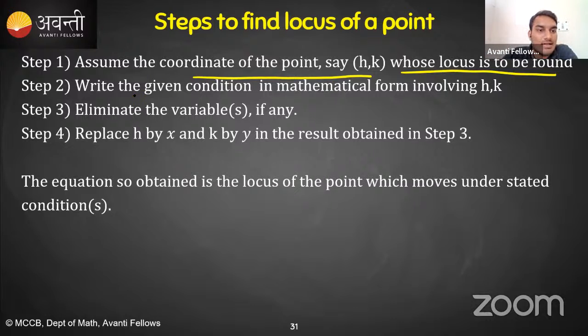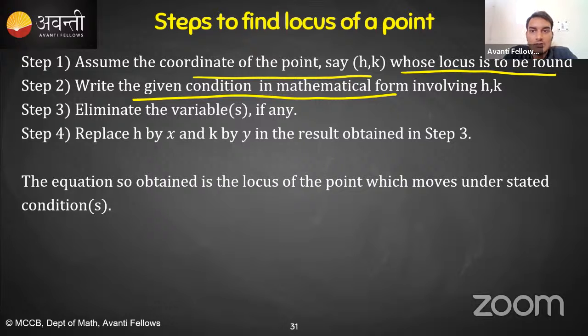Okay, then write the given condition in mathematical form involving h comma k. So now there is some constraint. On the basis of the constraint there will be some mathematical equation we will get, right, involving h and k. Because the question is saying that this point is moving in such a way that it will satisfy certain conditions. So obviously corresponding to that point there will be some conditions, and those mathematical conditions we will write.